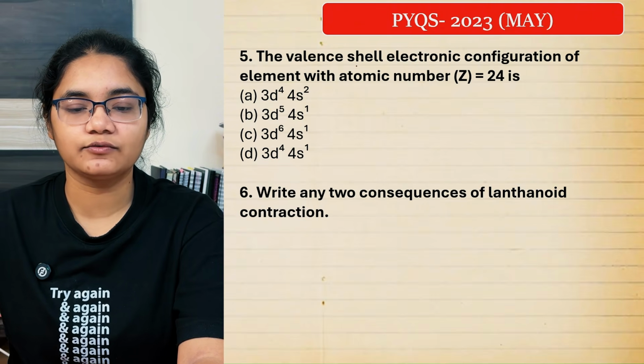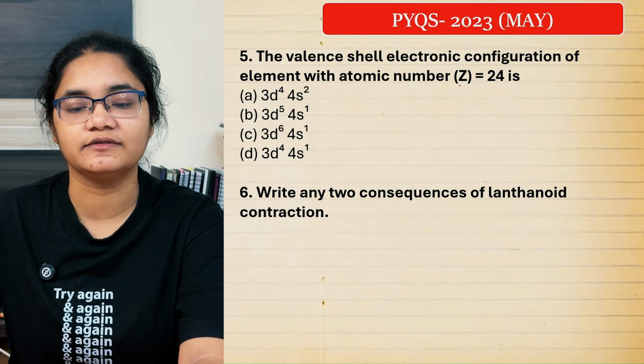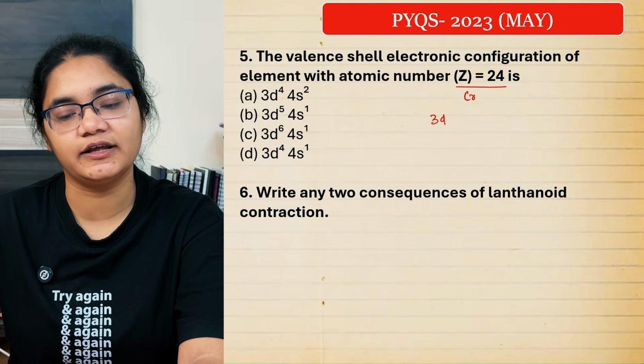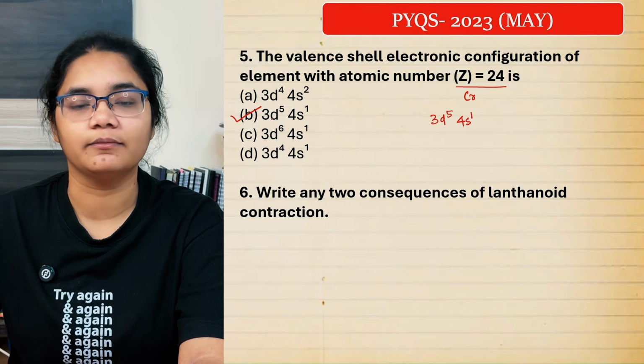Now moving to the next one, 2023 May paper: the valence shell electronic configuration of Z equal to 24. So this is chromium, right? And its configuration is 3d5 4s1. So that is your option number B.